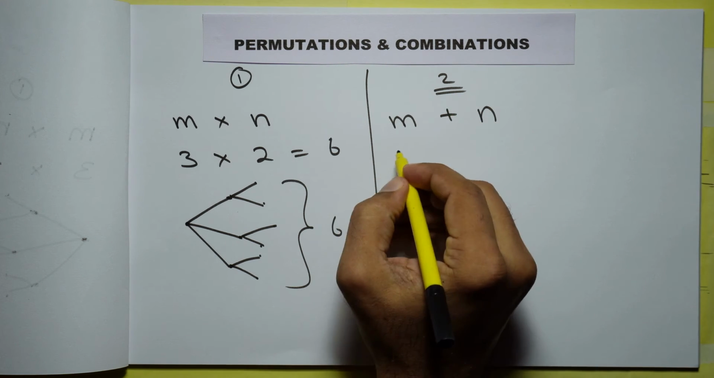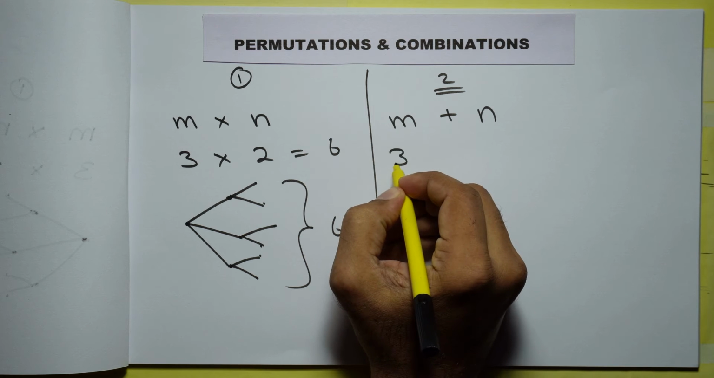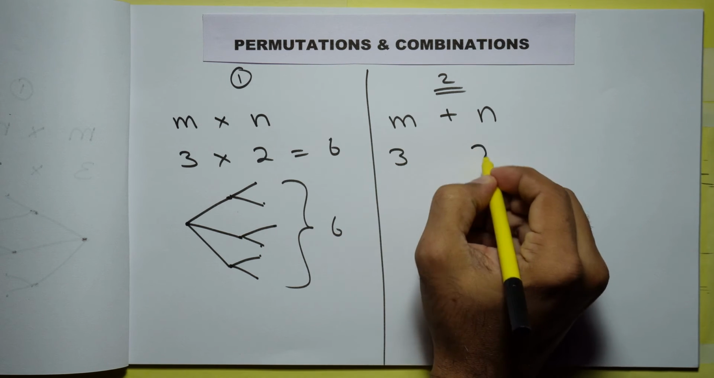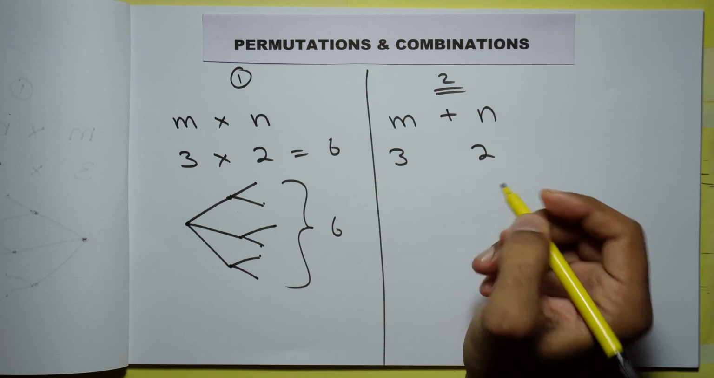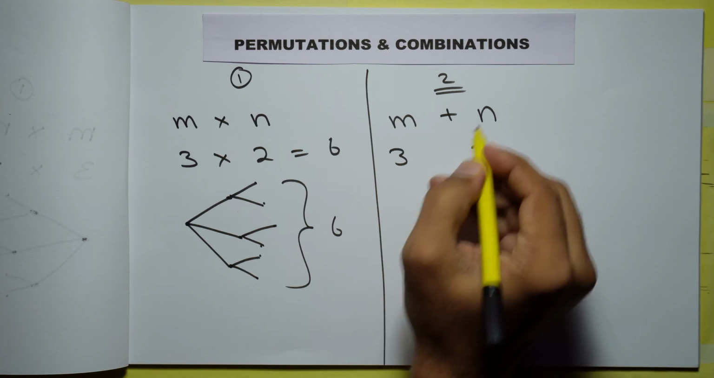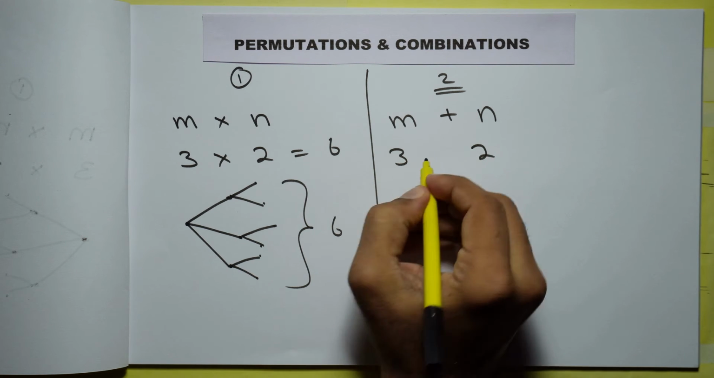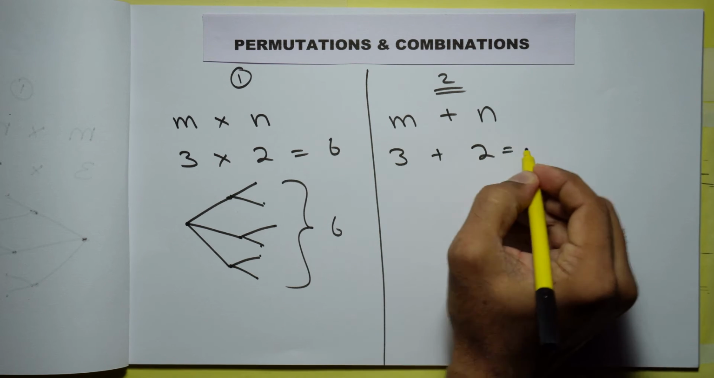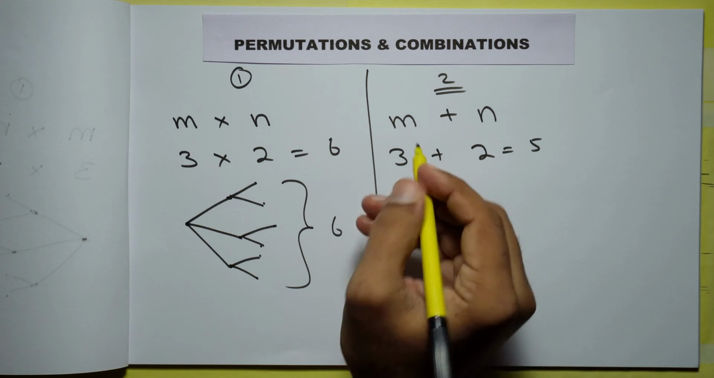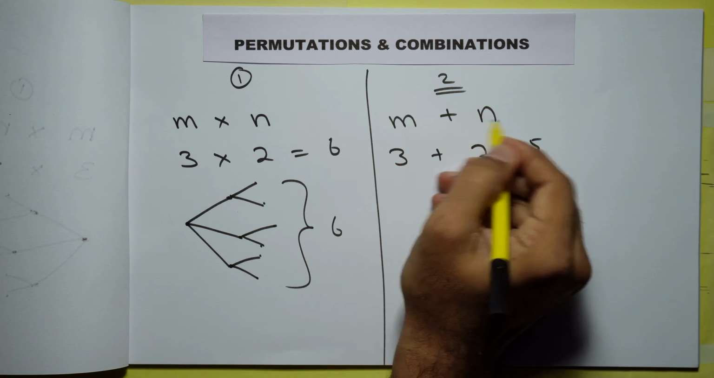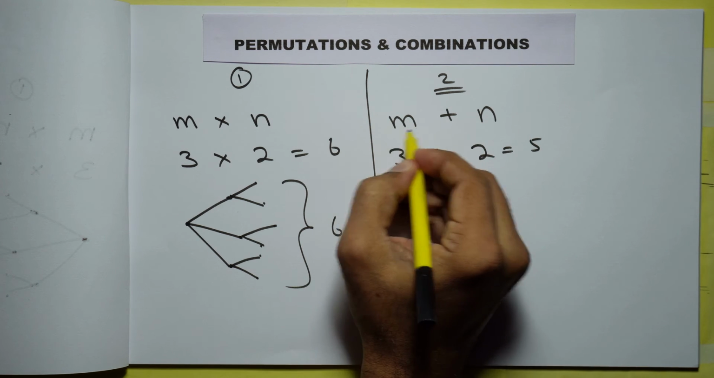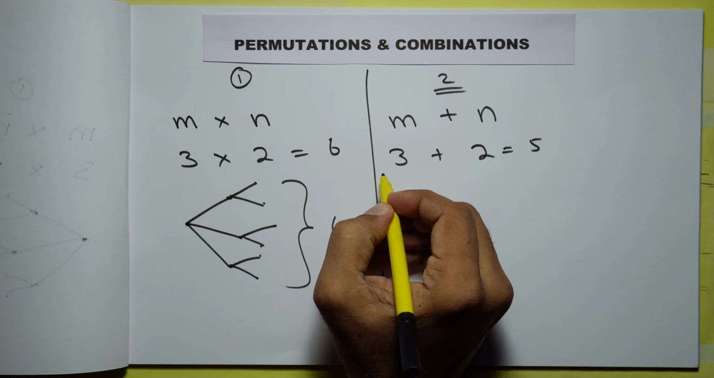Let us say for one experiment, 3 possible outcomes are there. And for another experiment, 2 possible outcomes are there. Either you do this experiment or you do this experiment. Then total number of outcomes will be 3 plus 2, 5. That is depending upon which experiment you choose. If you choose this experiment, you will get one of these 3 possible outcomes.